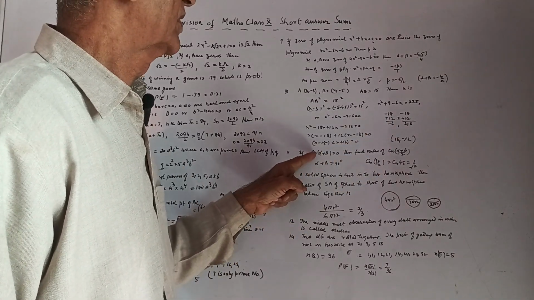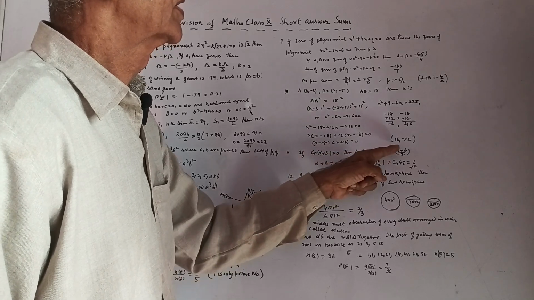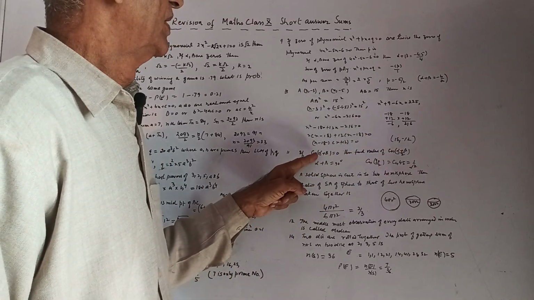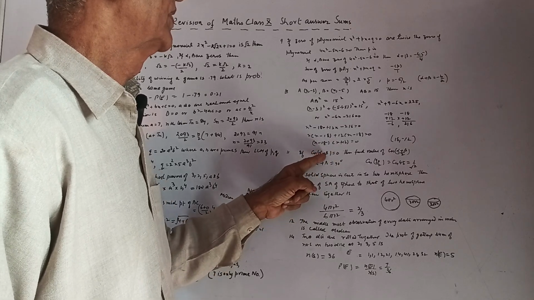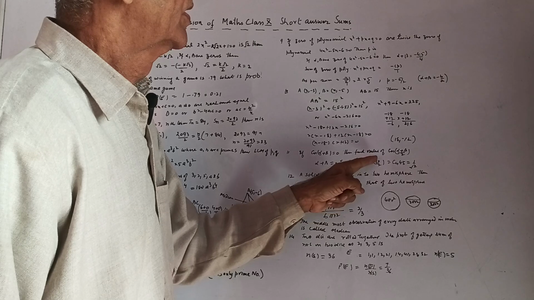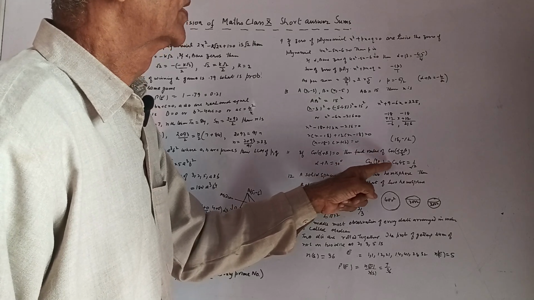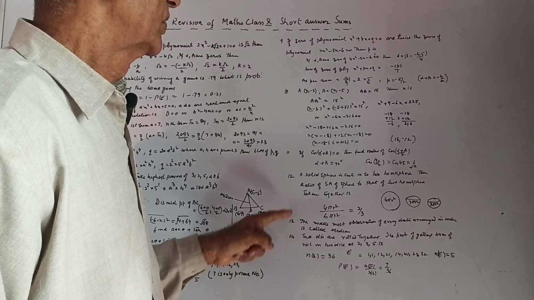Question number 11. If cos(alpha plus beta) is equal to 0, find the value of cos((alpha plus beta) upon 2). Now 0 is equal to cos 90, cos(alpha plus beta) is equal to cos 90, alpha plus beta is equal to 90 degree. Cos 90 by 2, that is cos 45, equal to 1 upon root 2.